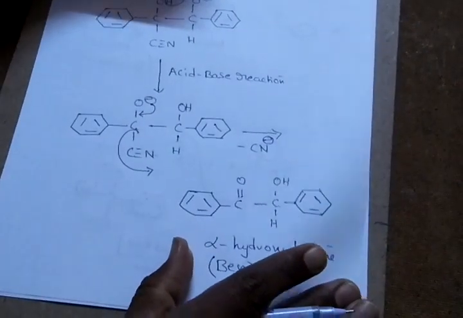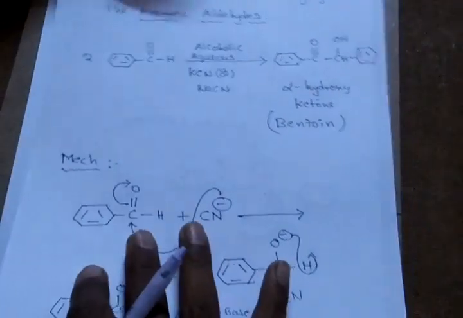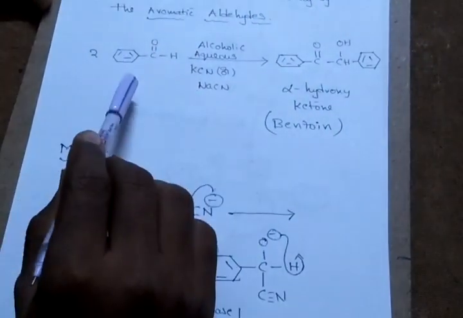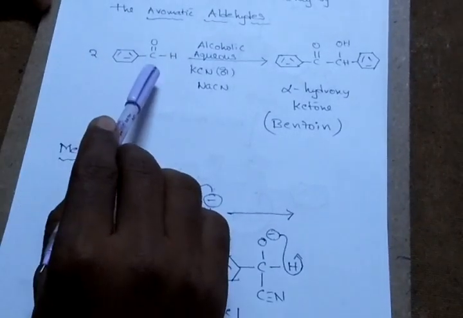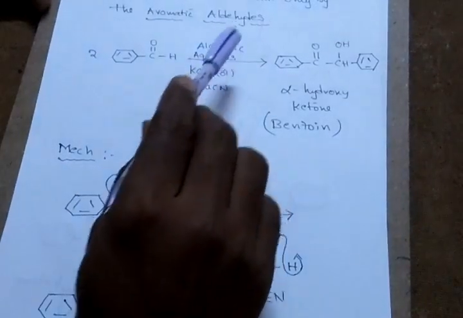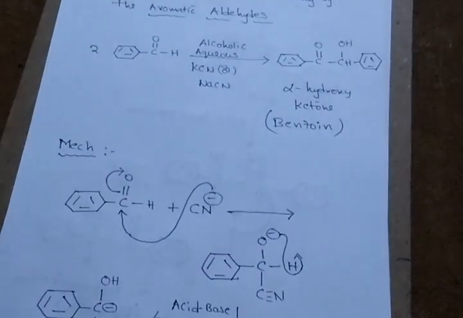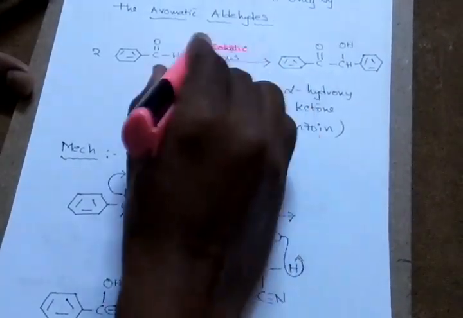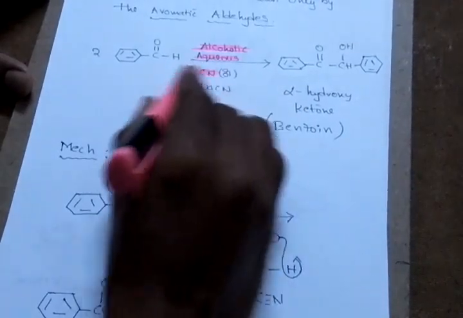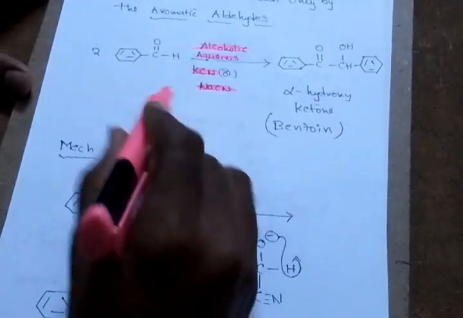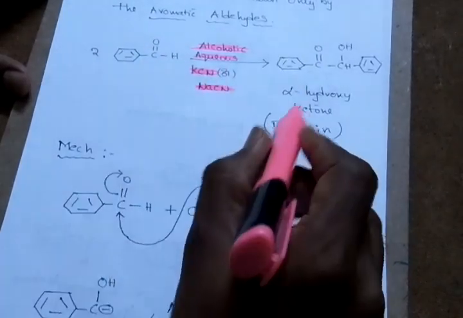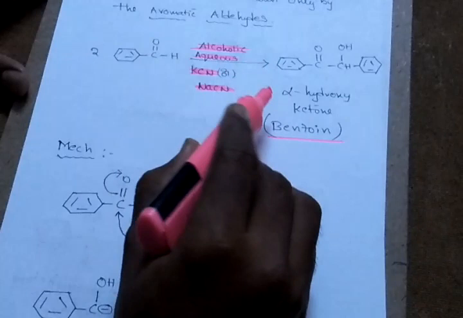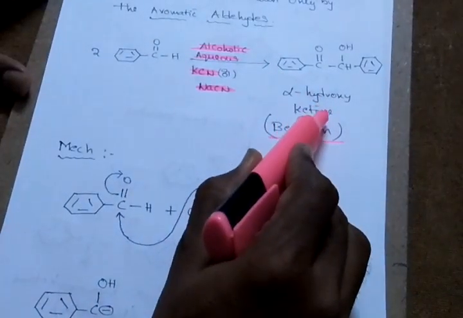Okay, once again I will explain this very briefly. So what is benzoin condensation, dear students? This is the condensation reaction shown only by aromatic aldehydes, and during this reaction 2 moles of aromatic aldehydes condense in presence of alcoholic aqueous KCN, or NaCN is being used as the reactant. Then what happens, the product is the benzoin. Benzoin means alpha hydroxy ketone.